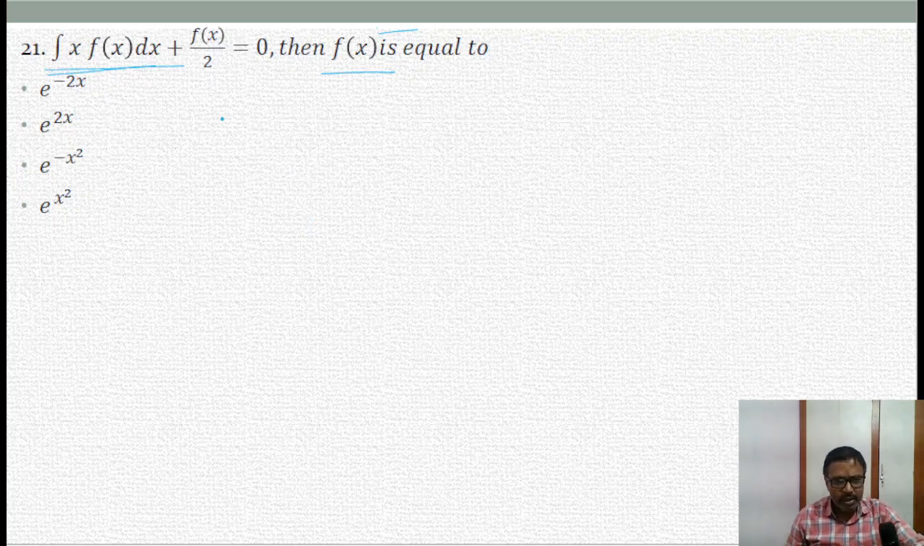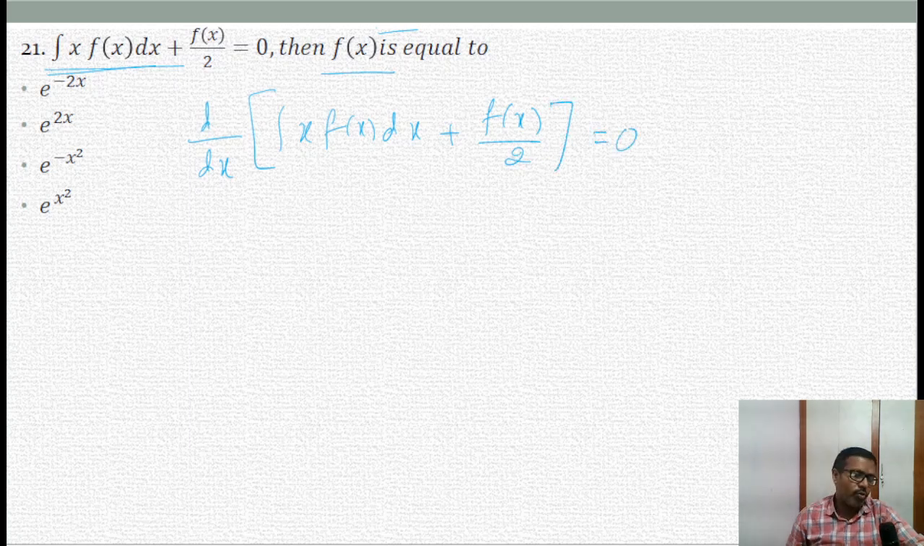To eliminate this, we differentiate with respect to x the whole function: the integral of x into f of x dx plus f of x divided by 2 is equal to 0. Friends, differentiation and integral are inverse of each other. So the differentiation of the integral of x f of x is x into f of x, plus 1 by 2 is a constant, differentiation of f of x is f dash of x, is equal to 0. So we got this equation.